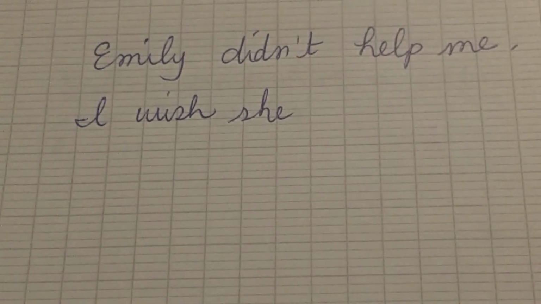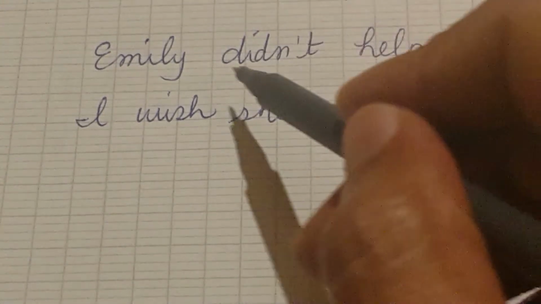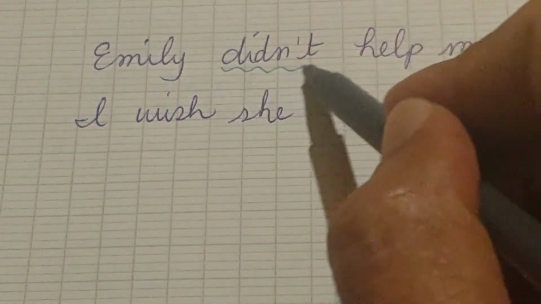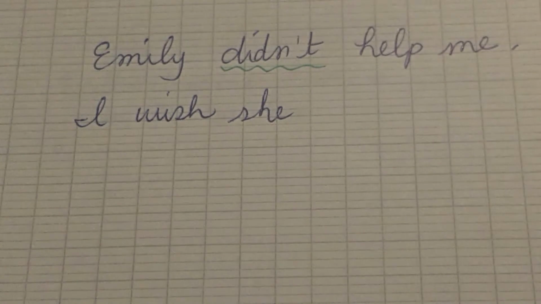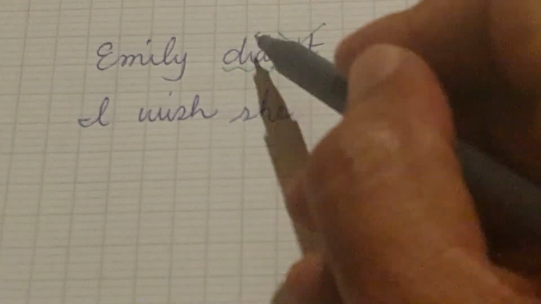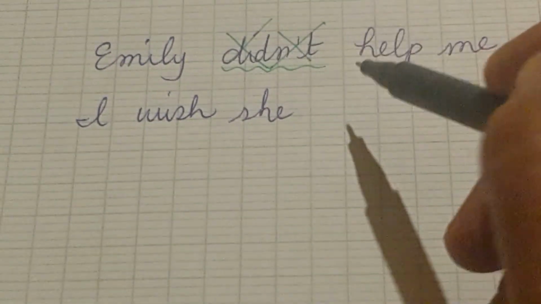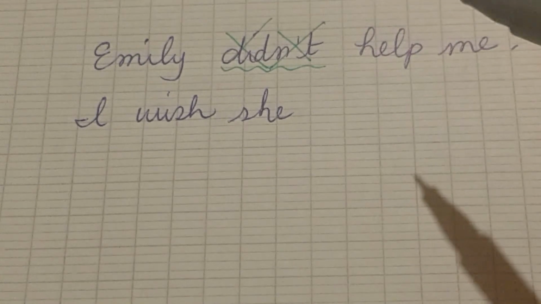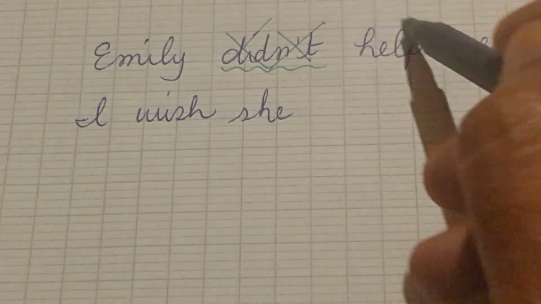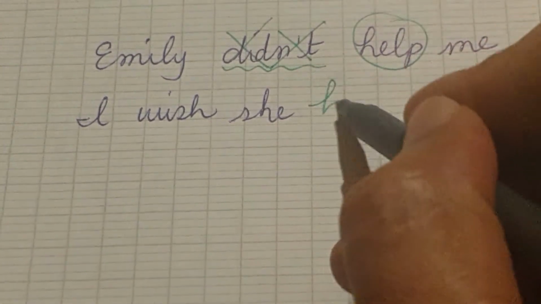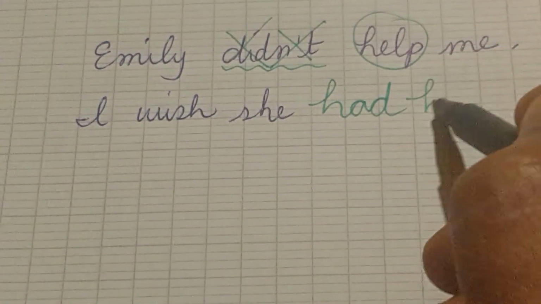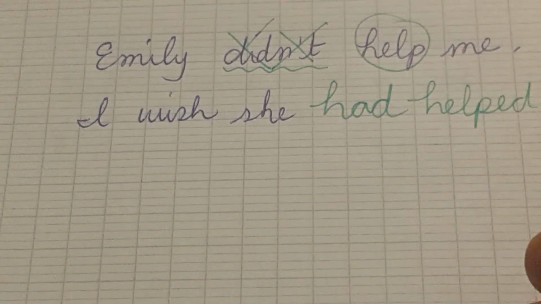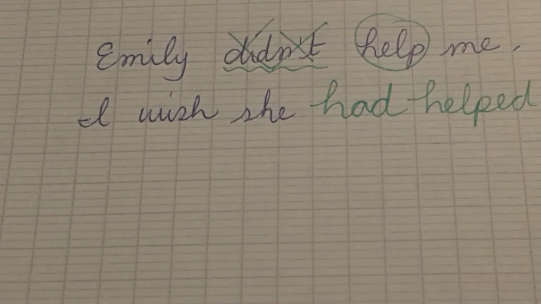Another example, Emily didn't help me. I wish she, etc. As you notice in this sentence, didn't help is past, so we're going to make a wish about the past. The wish should be contrary to fact, so we need to cancel not, and did of course. So we need to make a wish about the past using the past perfect of the verb help. So I wish she had helped me. But in fact, she didn't. And for that, I'm very sad and regretful.